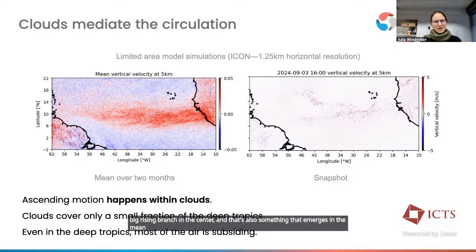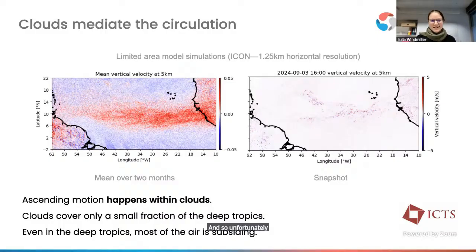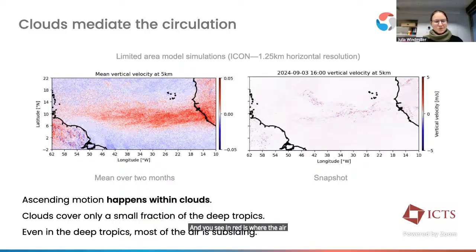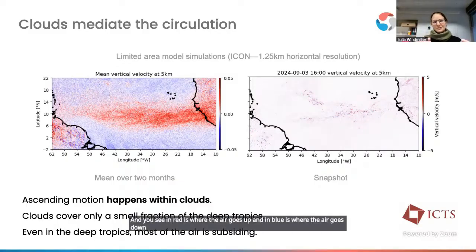What I show here on the left-hand side is the mean vertical velocity averaged at 5 kilometers height for 2 months, from a limited area model simulation. Unfortunately, vertical velocities in the atmosphere are really hard to measure, so I couldn't use observations for this. But this is just from a simulation. You see in red is where the air goes up, and in blue is where the air goes down, and that fits really well the schematic, right? There's a broad region of ascending motion, and then an even larger region of subsiding motion.